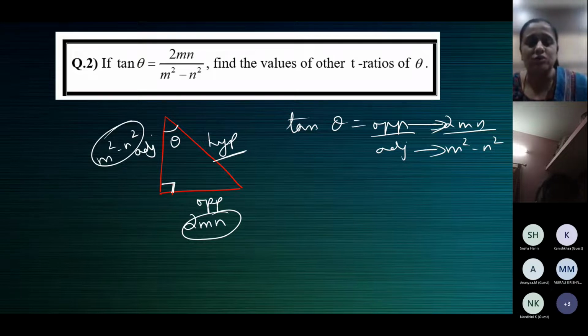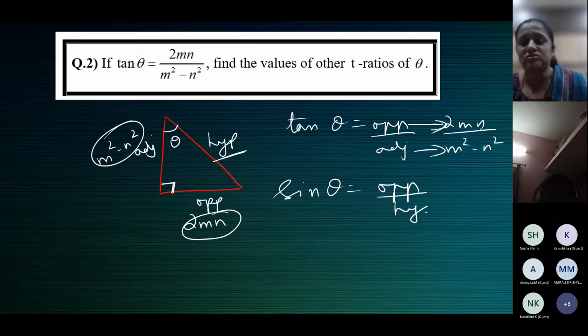Once you know the values of the three sides of the right triangle, you can use the trigonometric ratios. Sine theta connects the opposite side and the hypotenuse. You can use the relationships between the sides and the acute angle and establish the other t ratios. So when you're given the value of one trigonometric ratio and have to find the other trigonometric ratios of theta, use a right triangle, mark any one acute angle as theta. Here tan theta is given, so you can fill the opposite and the adjacent side. Use Pythagoras theorem to find the hypotenuse. Now you know all three sides of the right triangle.